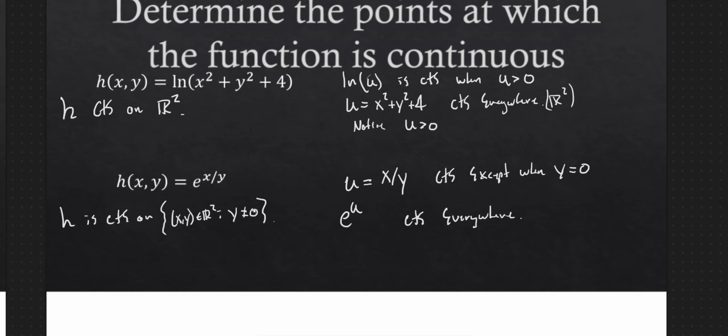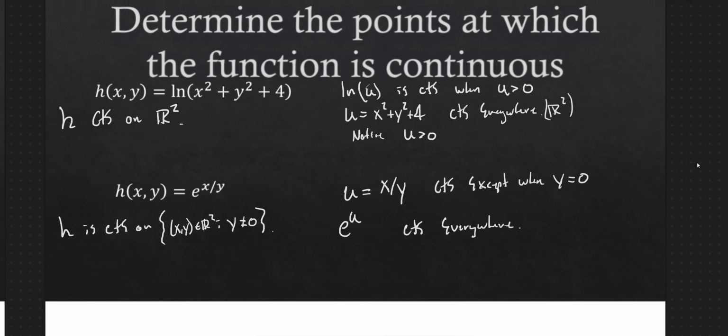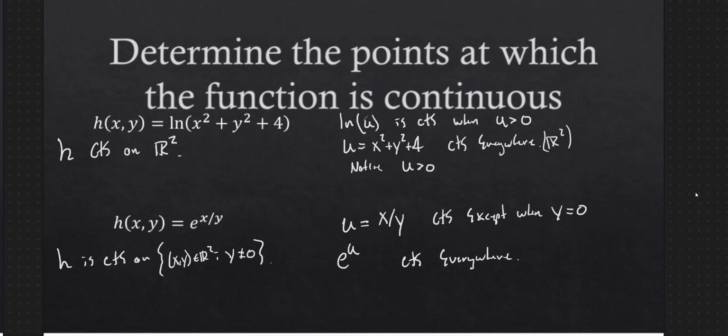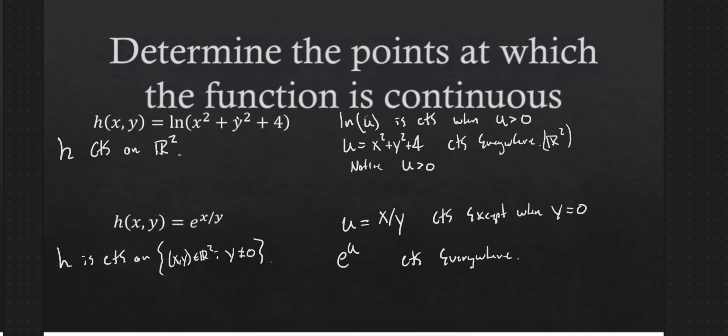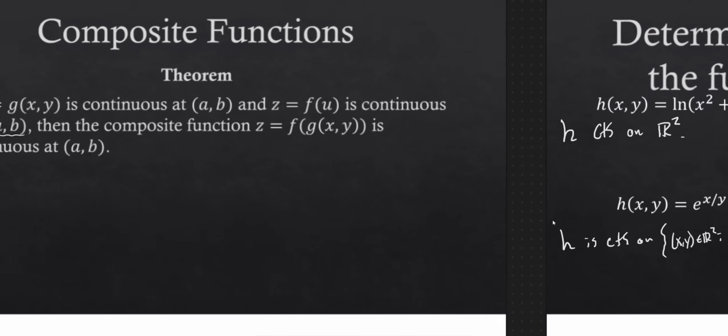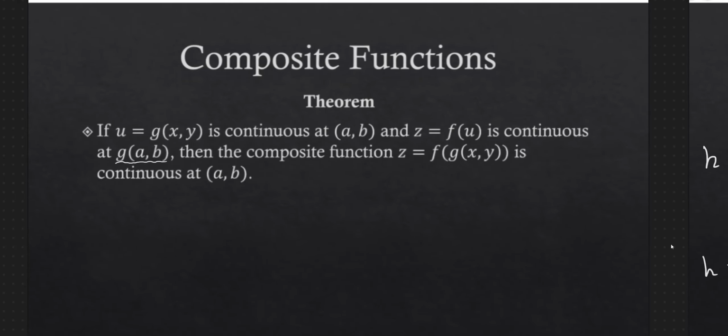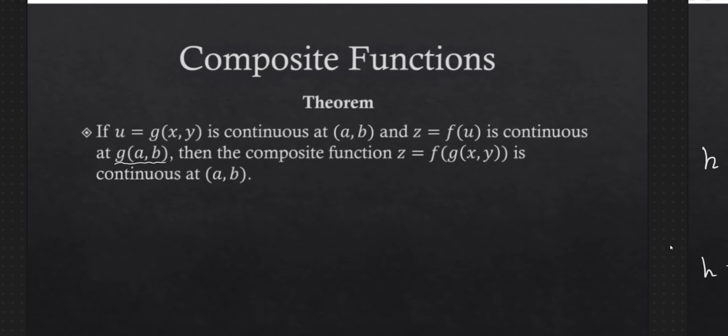We have to remove the x-axis, right? y equals 0 is the x-axis. So we have to remove the x-axis from the plane, and our function is continuous everywhere else. All right, so not super complicated. The idea is to look at the inside, look at the outside, and figure out when those are continuous separately, and then use this theorem to tell us when the composition of the functions is continuous.